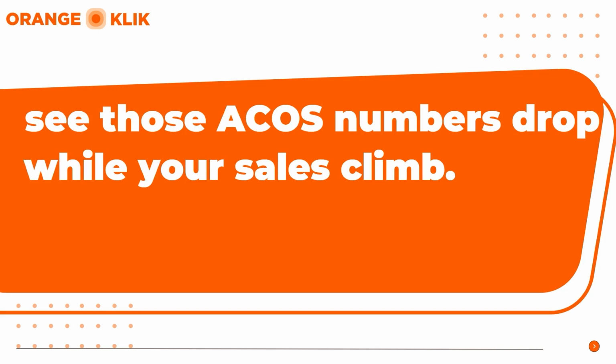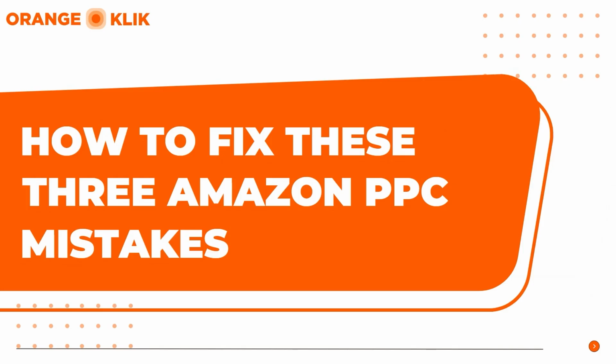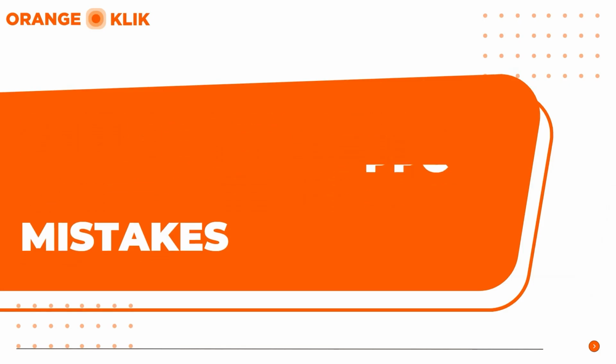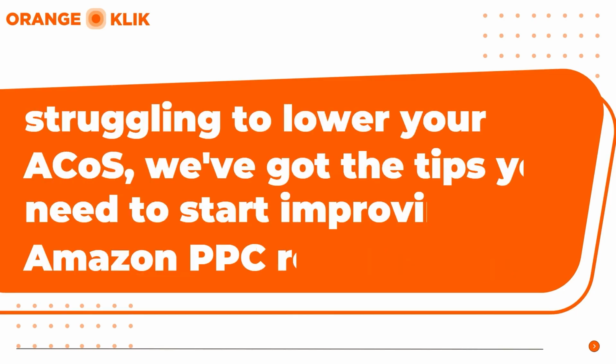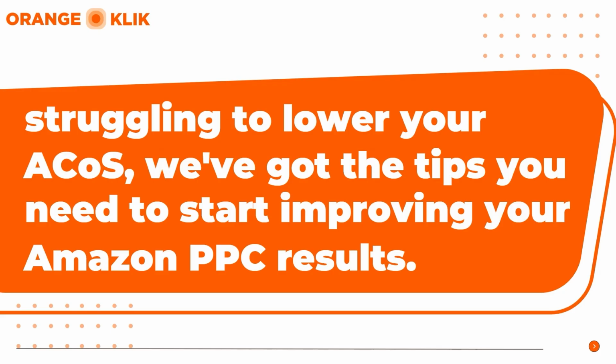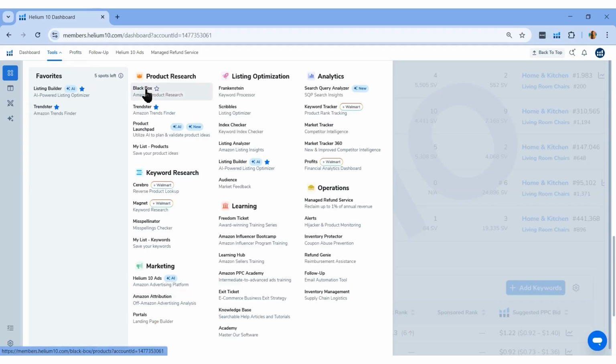So there you have it, the 3 common PPC mistakes that could be holding your campaigns back, and more importantly, how to fix them. Whether it's targeting the wrong keywords, high prices or shipping costs turning customers away, or struggling to lower your ACOS, we've got the tips you need to start improving your Amazon PPC results. Boost your conversions and sales with the tips that we just provided. Again, Amazon PPC doesn't have to be overwhelming. With the right strategies, you can turn those low impressions and clicks into real sales.